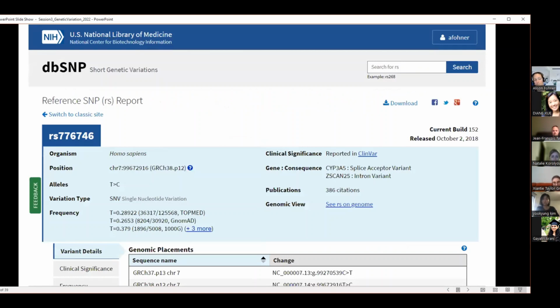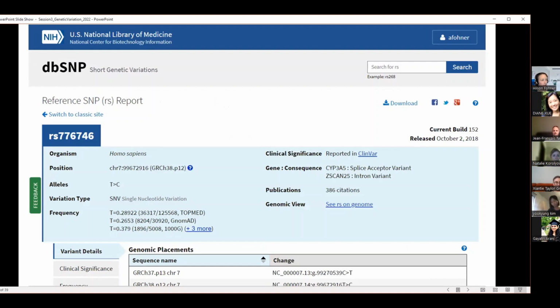So one resource that's really useful to know about as a genetic epidemiologist is dbSNP. And that gives us information about every variant that has been described and named. And if you search dbSNP, it should come up. And I have links to it in the breakout activities.